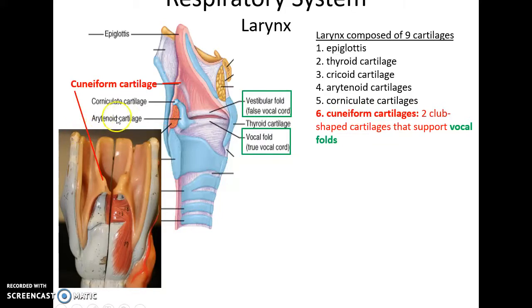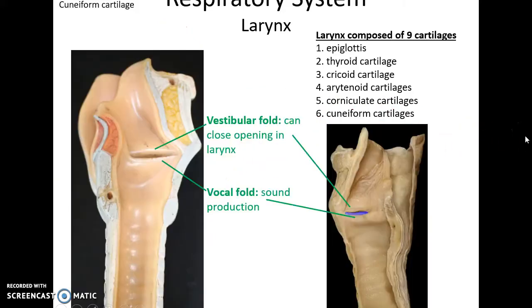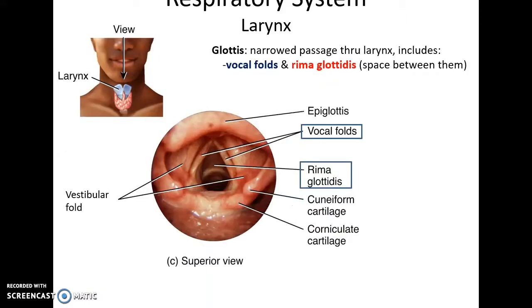And then finally, you have the cuneiform cartilages, two of these on either side. Cuneiform cartilages are two club-shaped cartilages that help to support the vocal folds. That includes the superior vestibular fold and the inferior true vocal fold. So the vestibular fold is mainly a structural element that can close to stop air from passing through the larynx. The inferior true vocal fold, on the other hand, is what vibrates to produce speech.